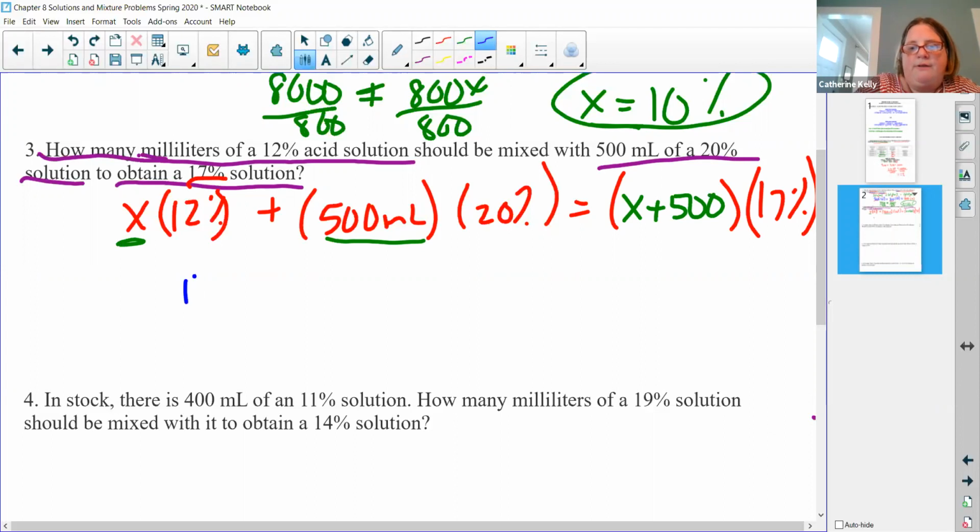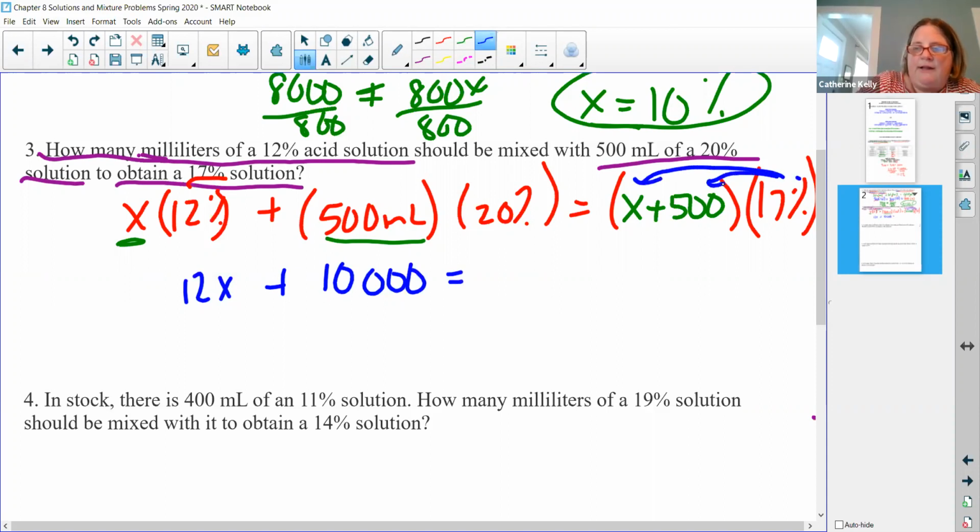So here I have 12x plus 500 times 20 is 10 with 1, 2, 3 zeros equals... now I'd have to take the 17 to both that and that. So it's going to be equals 17x plus, and 17 times 500 is 8,500. And then I'm going to do the math.